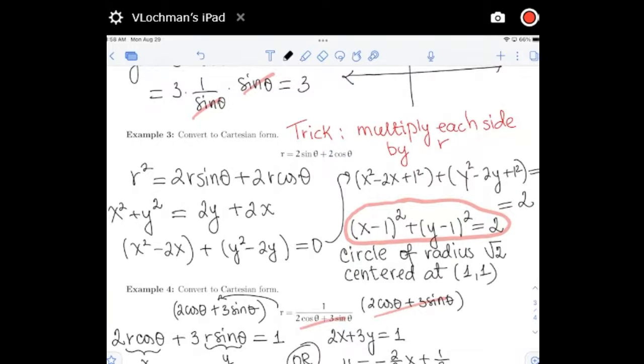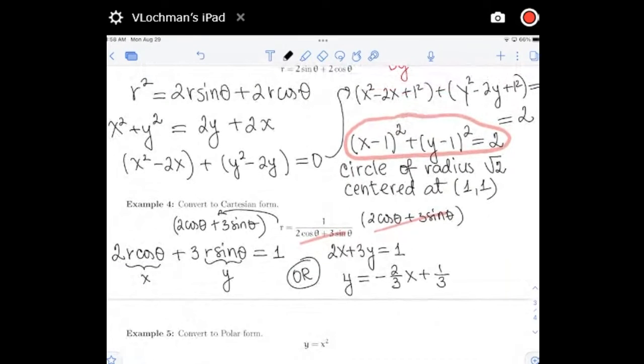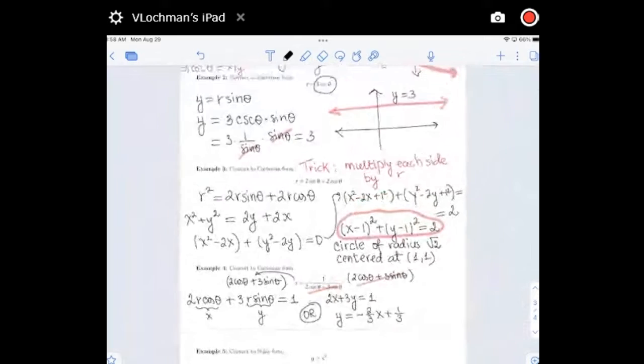Then this nice trick to remember: multiply each side by r whenever you see a kind of missing thing, right? 2 sine theta. Ooh, wouldn't it be nice if we had r in there, because then we can rewrite it in terms of x? Yes, we can do that, multiply by r on each side. Over here, we just cleared the denominator, and then it turns out we get a nice line.